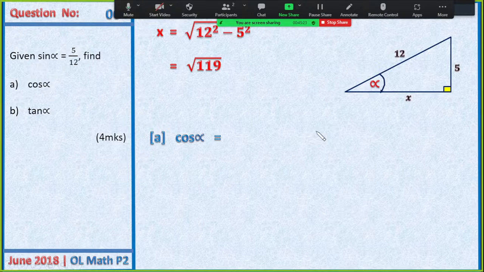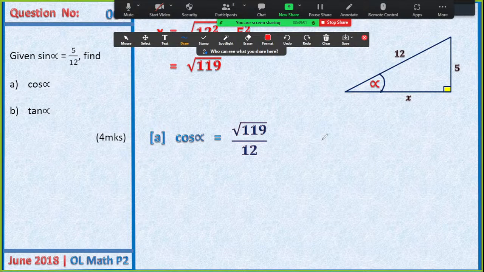From SOHCAHTOA, what is cos? From SOHCAHTOA, cos comes from the KA. Let me write it this way. SOHCAHTOA. So SOH means that sine alpha is equal to opposite over hypotenuse. And then we have KA. KA gives us cos is equal to adjacent over hypotenuse. And then we have TOA, the last one. TOA here means tangent is equal to opposite over adjacent.